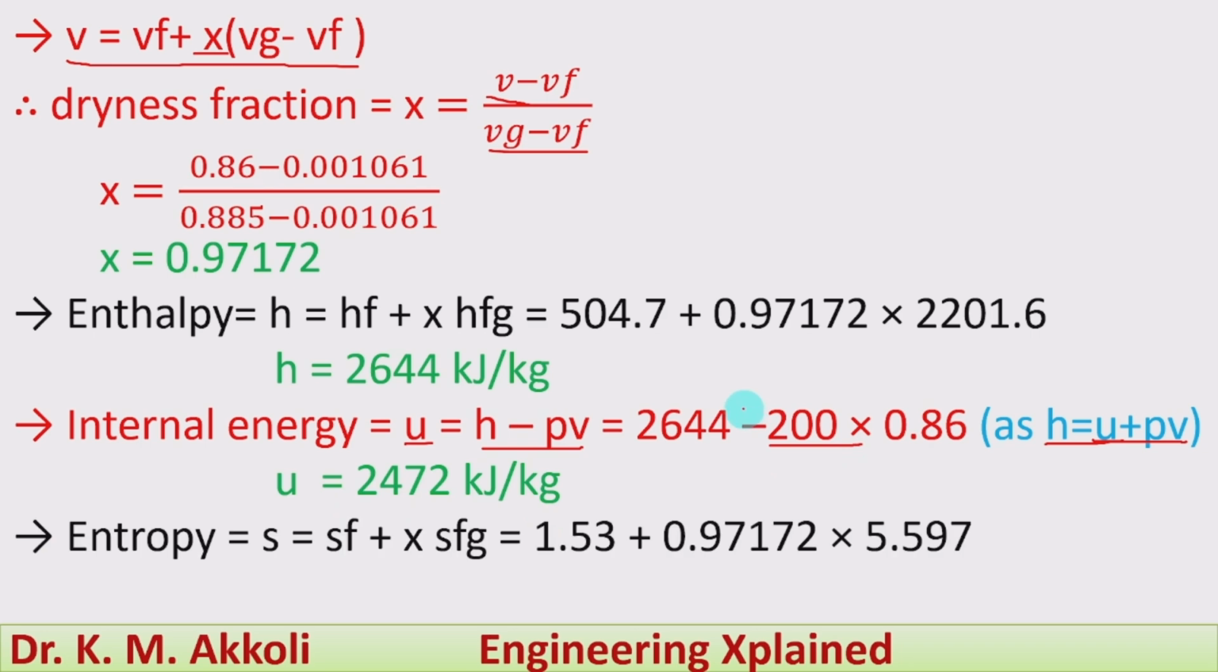Then moving further, the entropy is given by s equal to sf plus x into sfg, that is equal to 1.53 plus 0.97172 into 5.597. Sf and sfg we have already taken from the steam table, and we have substituted them here. By that we can calculate the entropy. The calculated entropy value is 6.9687 kilojoule per kg Kelvin. Like this, all the parameters required for this particular numerical we have calculated.